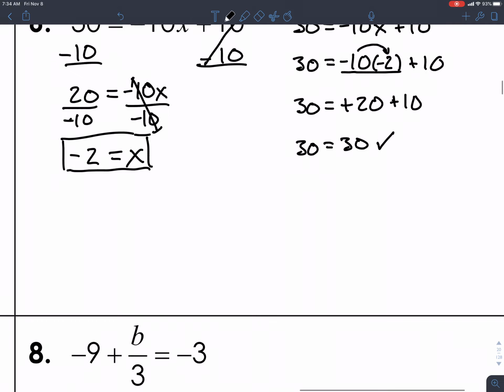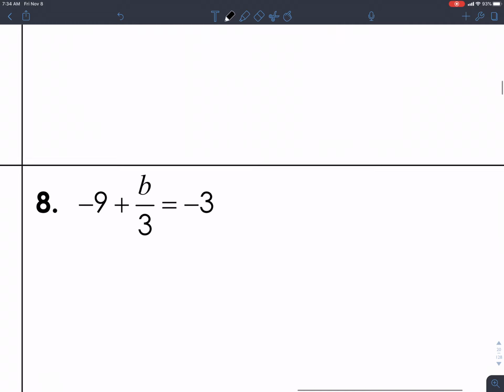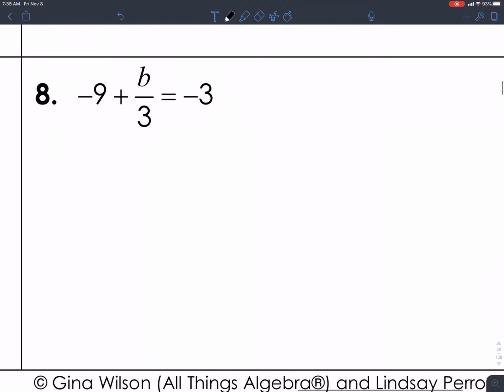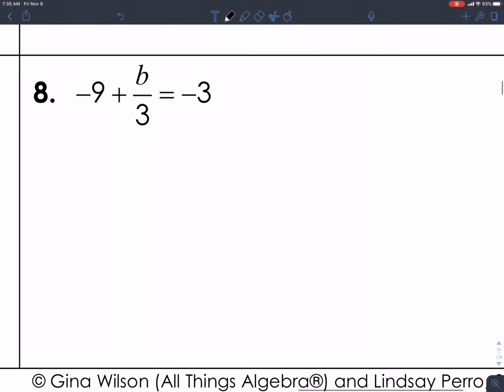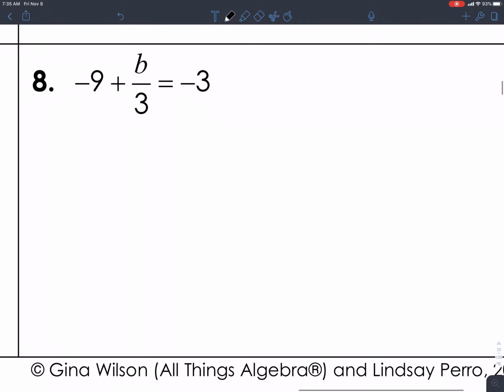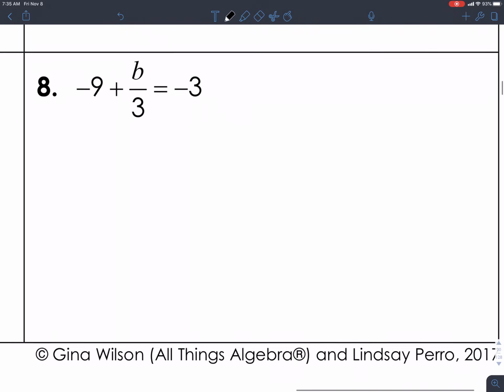So let's move to the final problem. Our final problem, it's kind of difficult to see, but where's our variable? I'm sorry about that. Somebody knocking on the door. Hopefully they will go away. So again, we locate our variable. Our variable's right here. Okay, that is the side I need to work from.